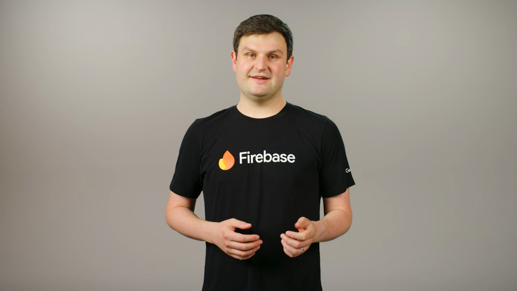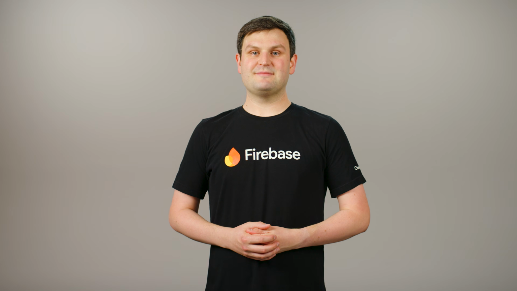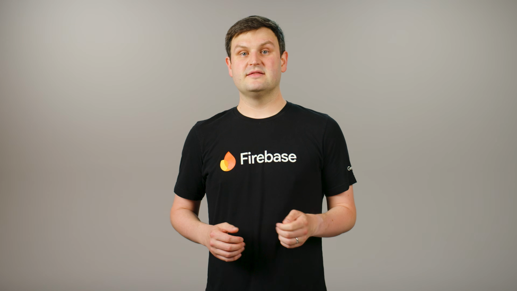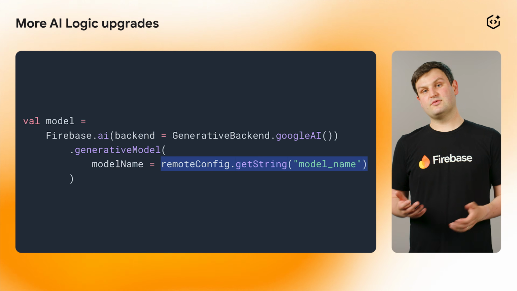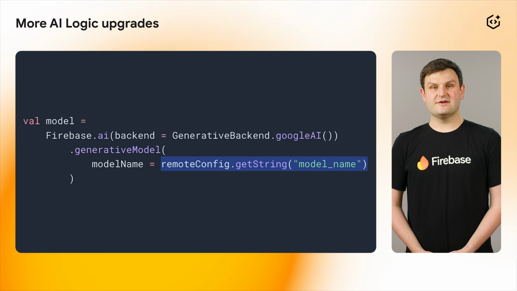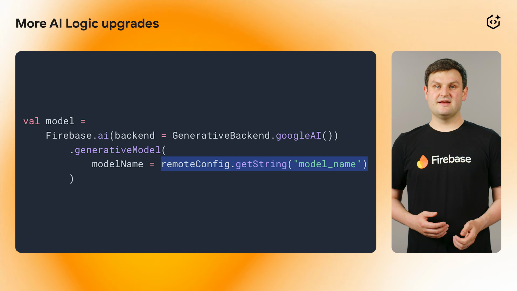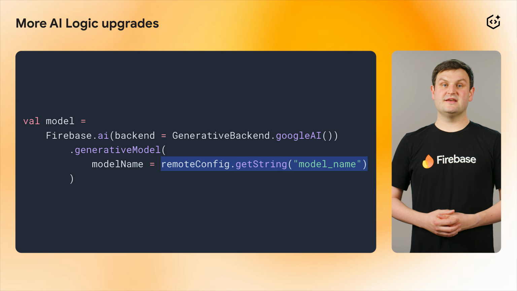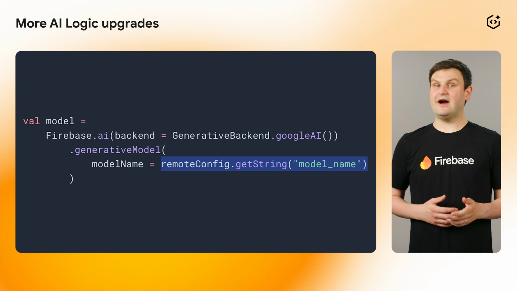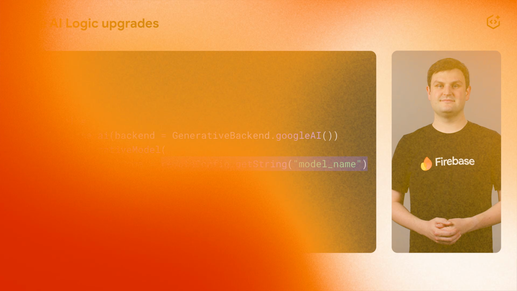Speaking of Nano Banana, the latest versions of these image generating models are now generally available. The Flash version of this model can even generate images from video. And, pro tip, while you're updating your code to use these new Nano Banana models, consider using remote config so that you can swap out model names in the future without releasing a new version of your app.